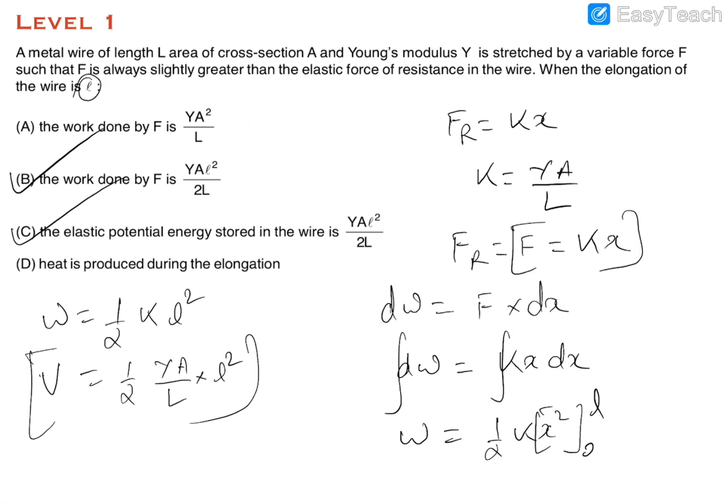Now in this case there is no heat developed in the wire, but if we apply a constant external force, then heat would be developed, and the heat developed in that case would be equal to the elastic potential energy stored in the wire.